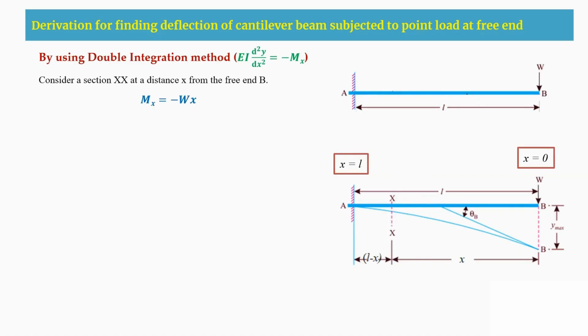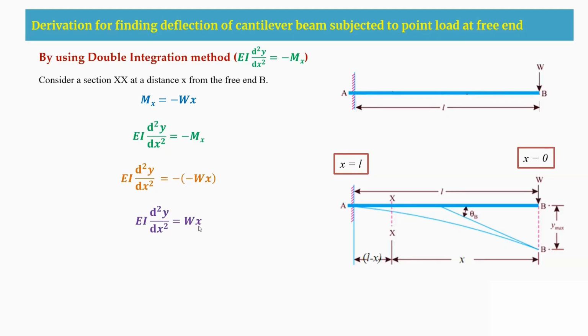Now writing the Mx equation. As the load is downward and towards the section, the arrow is heading downwards. Therefore, it is hogging in nature. Therefore, it is minus W into x as per the sign convention. Now I'm going to substitute this Mx equation in the above equation, that is EI d square y by dx square equals minus Mx. Therefore, you get plus W into x.